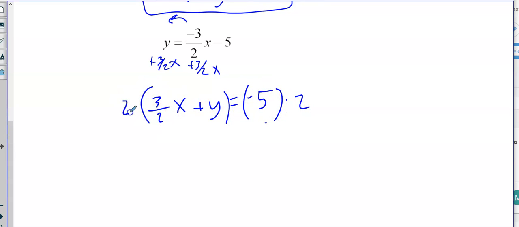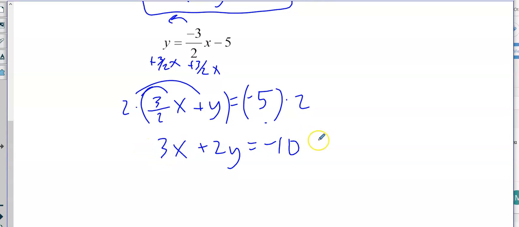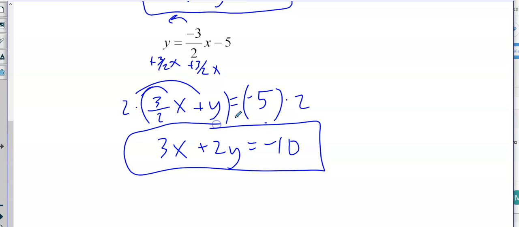sides by 2. So we get 6/2, which is 3x. Distribute over there, so plus 2y equals -10. And because a is positive and everything's integers, that is standard form. So a is 3, b is 2, and c is -10.